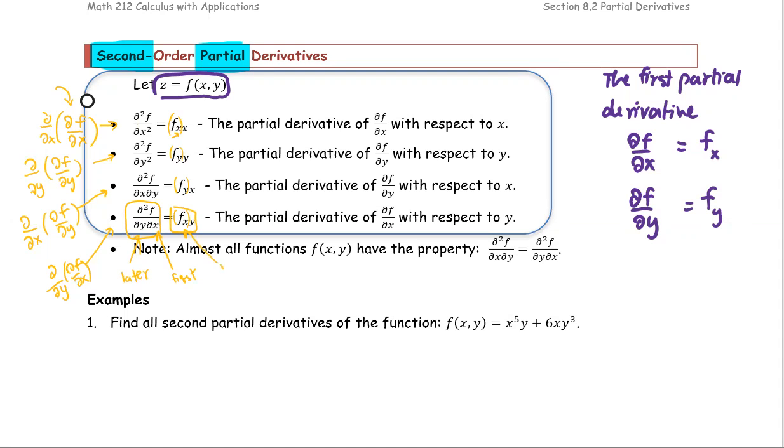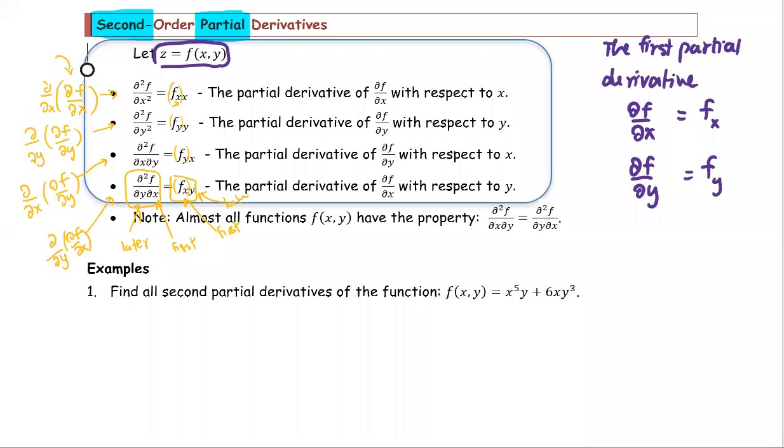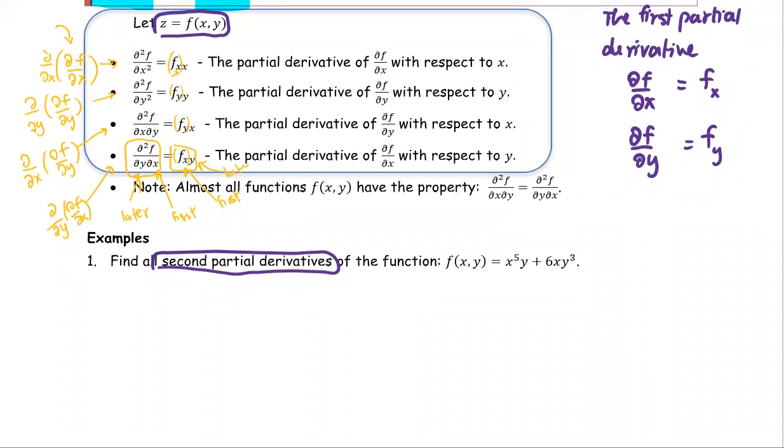So this x first and then y later. It sounds confusing, but pick one. Use one. Try not to do both at the same time. So when the problem says find all second partial derivatives, you have four of them you have to find.